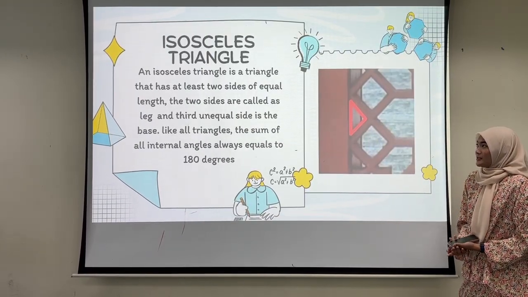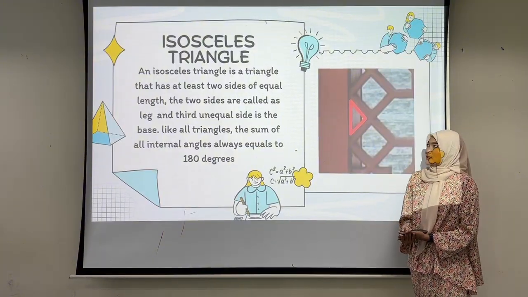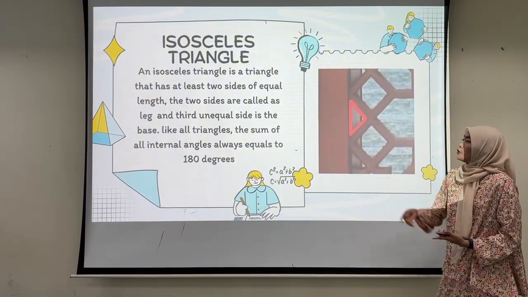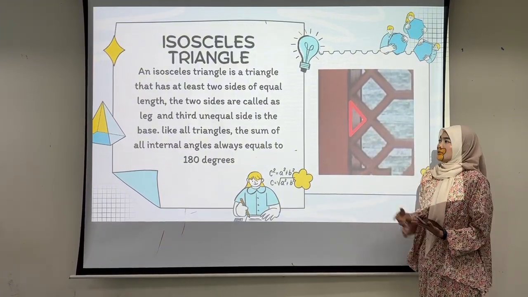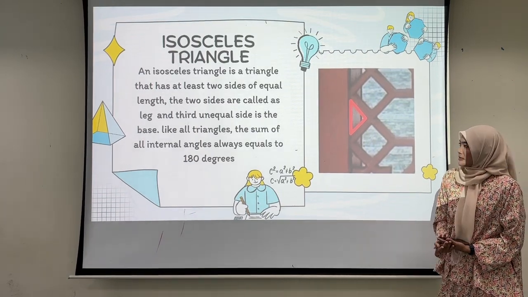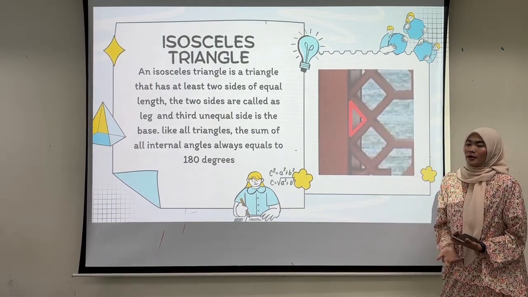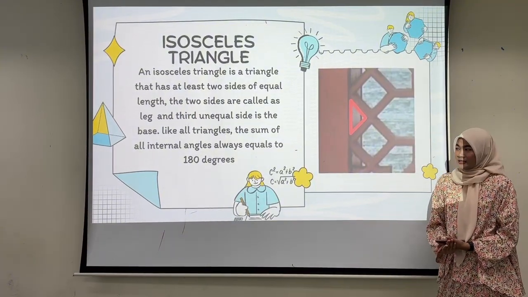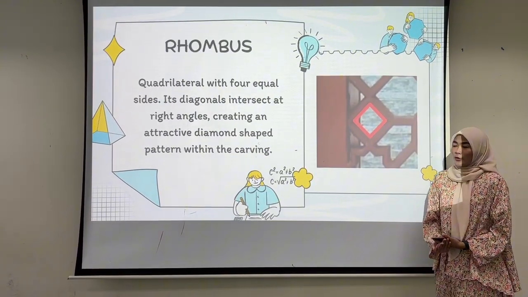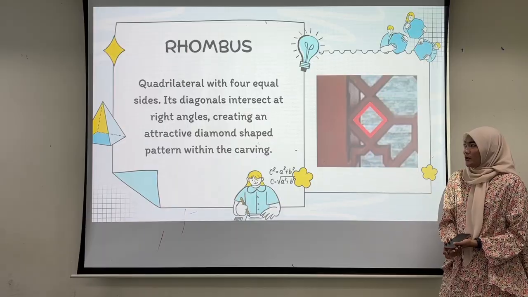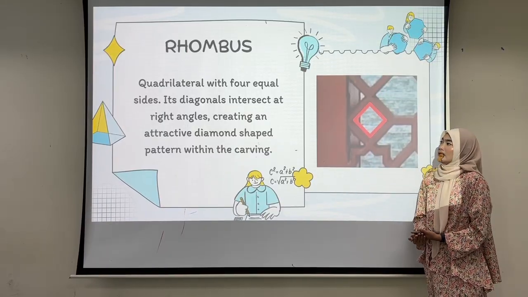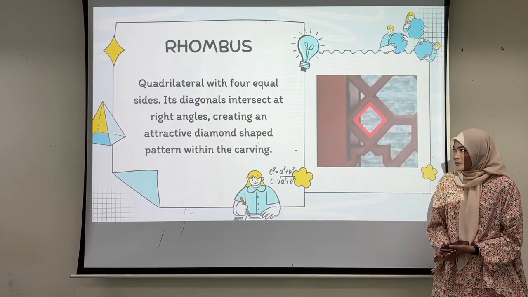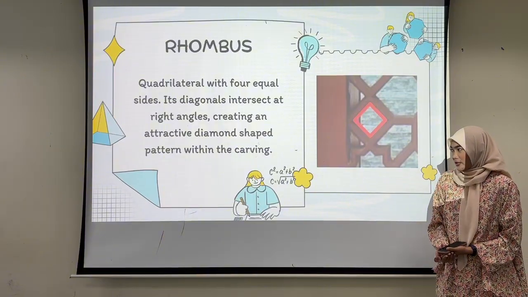The third one is isosceles triangle. An isosceles triangle is a triangle that has at least 2 sides of equal length. The 2 sides are called legs, and the third unequal side is the base. Like all triangles, the sum of all internal angles always equals 180 degrees. The fourth one is rhombus. A rhombus is a quadrilateral with 4 equal sides. Its diagonals intersect at right angles, creating an interactive diamond-shaped pattern within the carving.